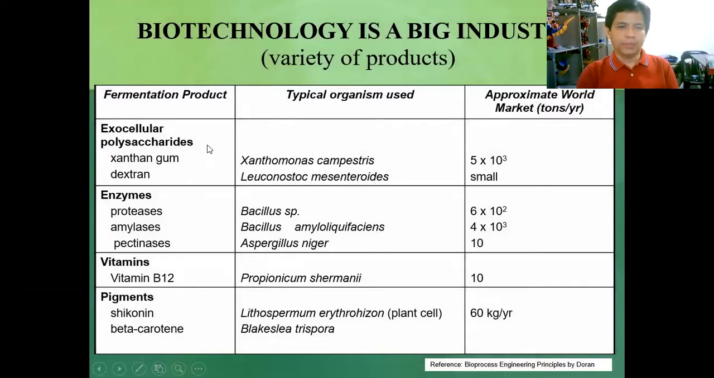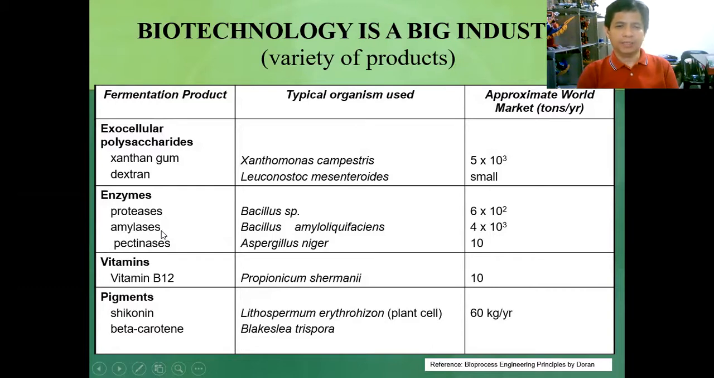Next, we have the exocellular polysaccharides. This means these are produced outside of the cell of the microorganism. So for example, xanthan gum is produced using Xanthomonas campestris, and dextran is produced using Leuconostoc mesenteroides. Proteases is produced using Bacillus sp. This is an example of an enzyme. Proteases, if you still remember, is used to produce white cheese.